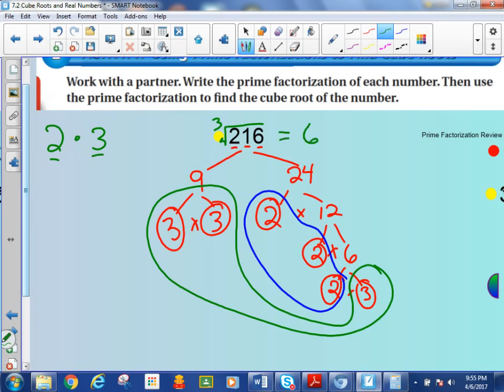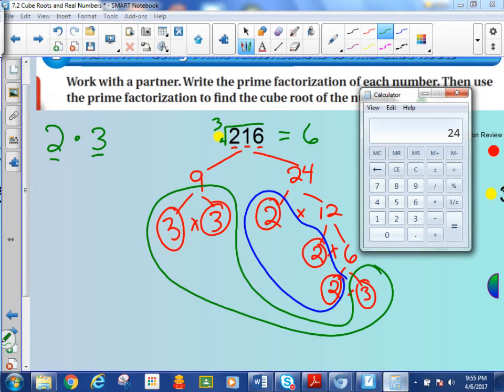In other words, if I want to check myself, if I do 6 to the power of 3, it should give me 216 on my calculator. So 6 times, whoops, I forgot to clear my calculator, sorry. 6 times 6 times 6 gives me 216. A little complication with my calculator there. But I did end up with the 216. So my cubed root of 216 is going to be 6.